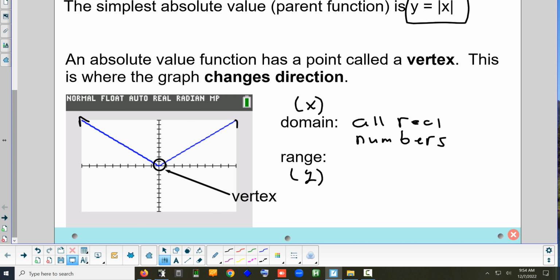All right, now let's look at the range. Does this V shape go up and down forever? No, it does not go up and down forever. Which way does it go? It does do one of them. Does it go up forever? Or does it go down forever?